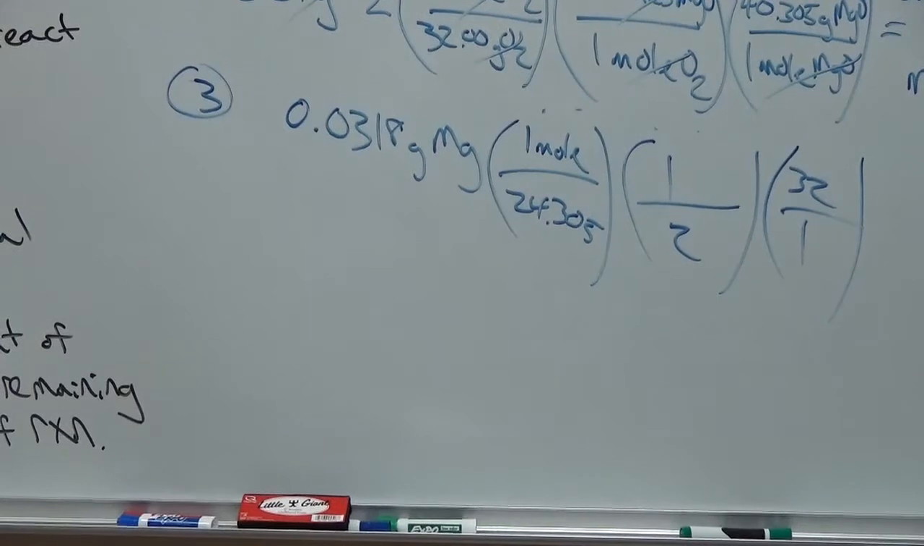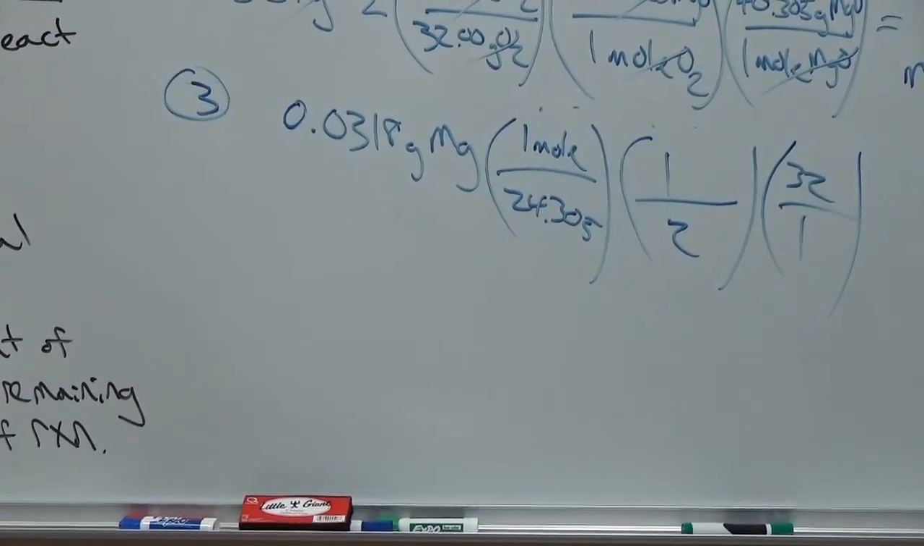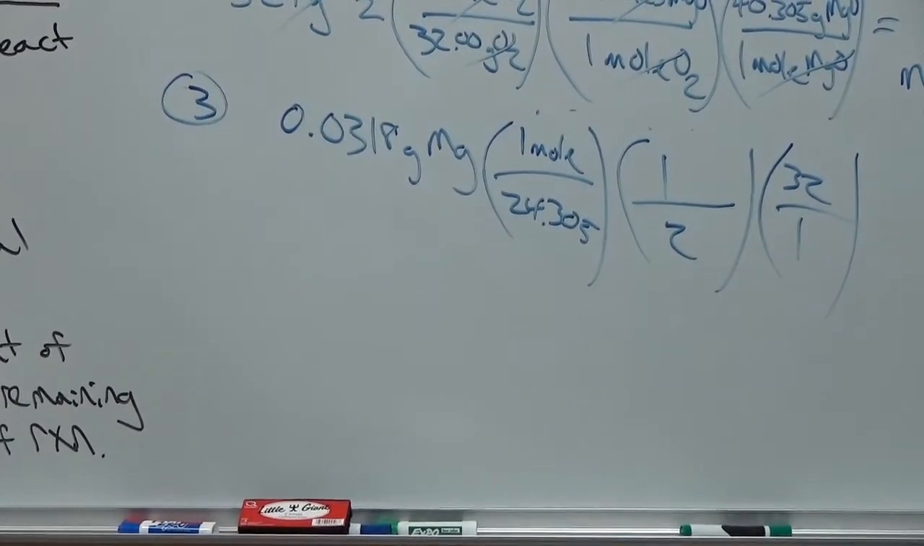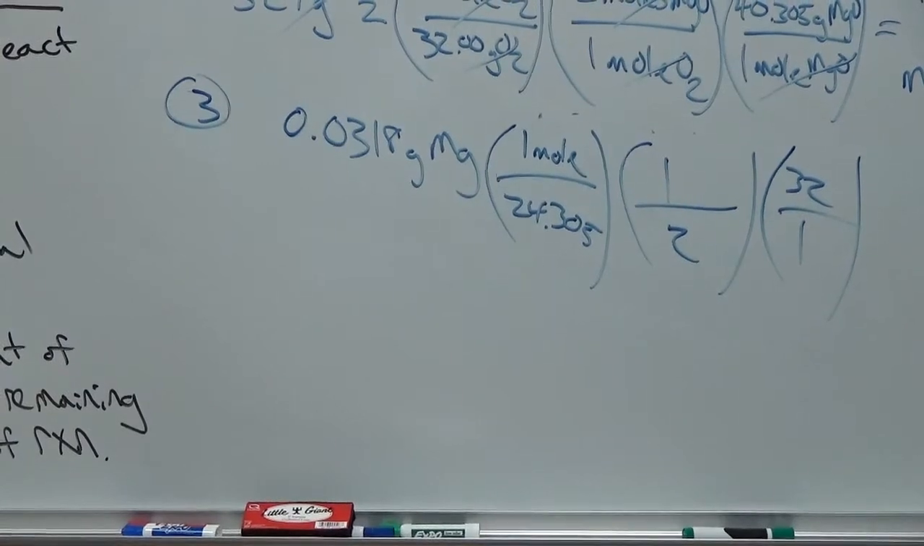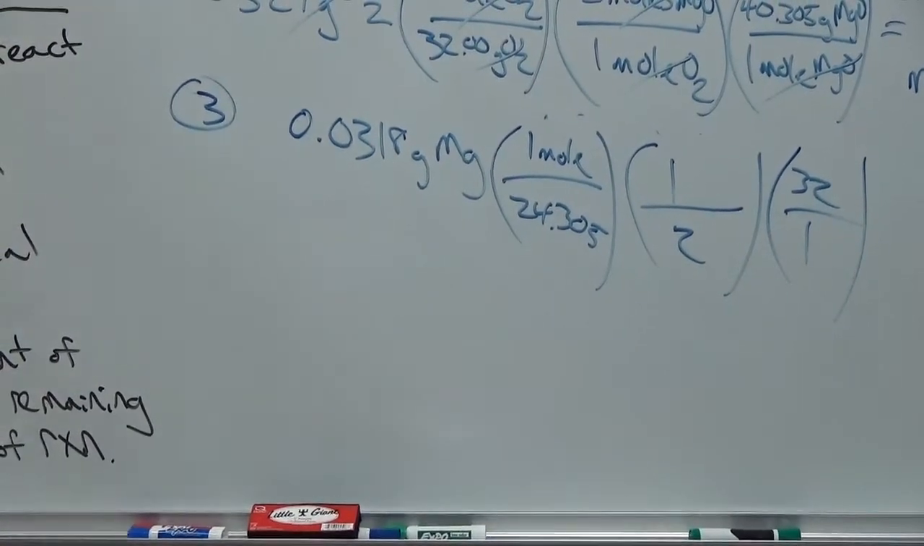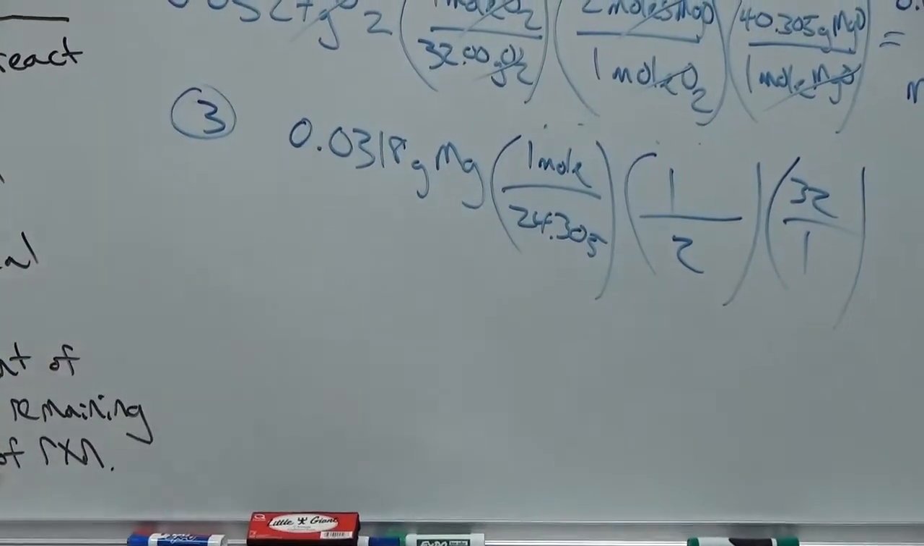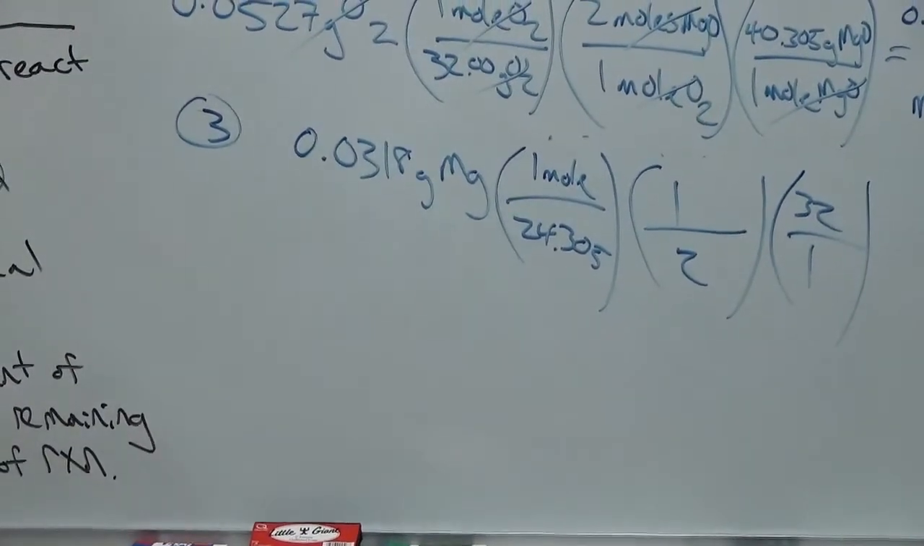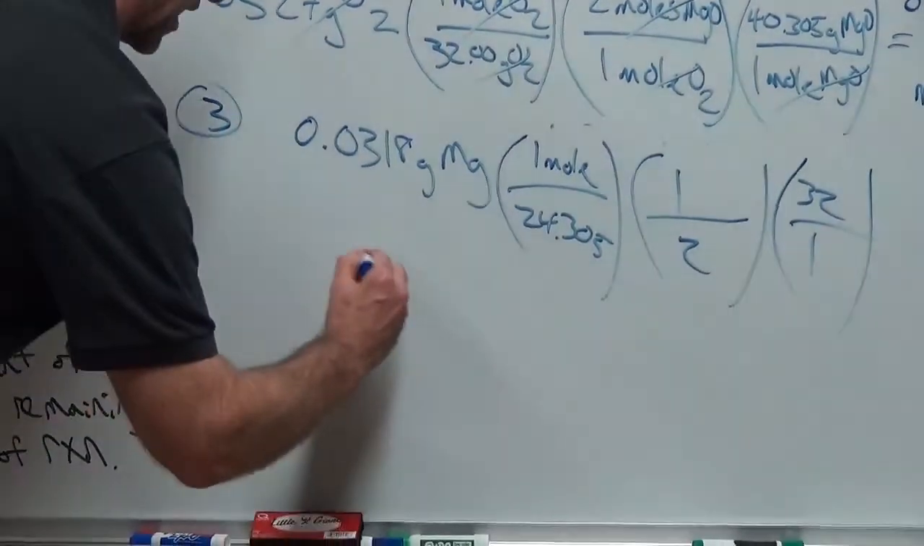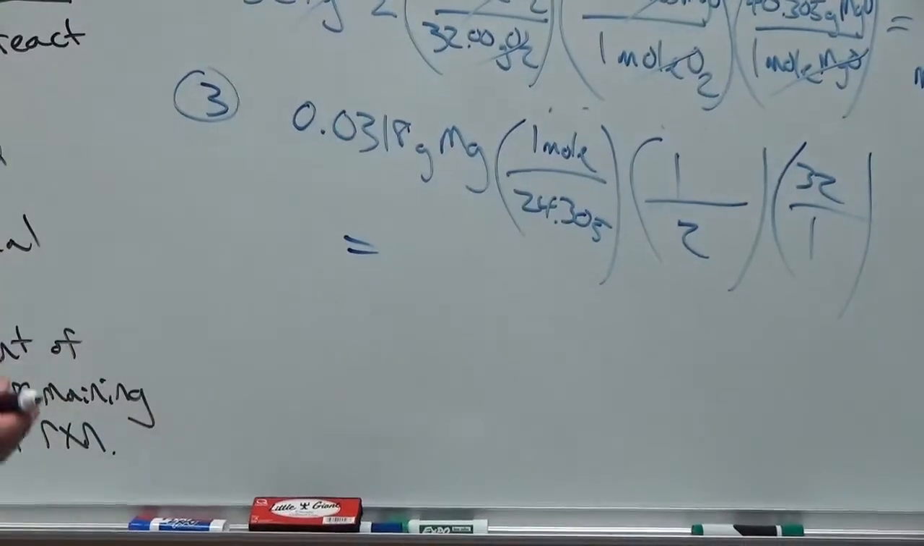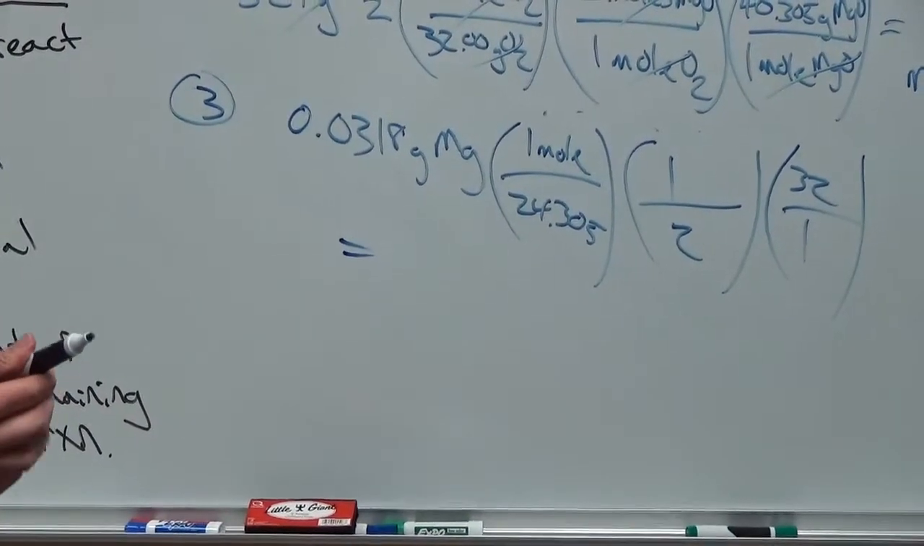Good. Divided by 2 equals that, divided by 24.305. Also, what's nice about these problems, if you're paying attention, is that you get some reassurance that you're doing it right. The answer I got to 3 sig figs was 0.0209.